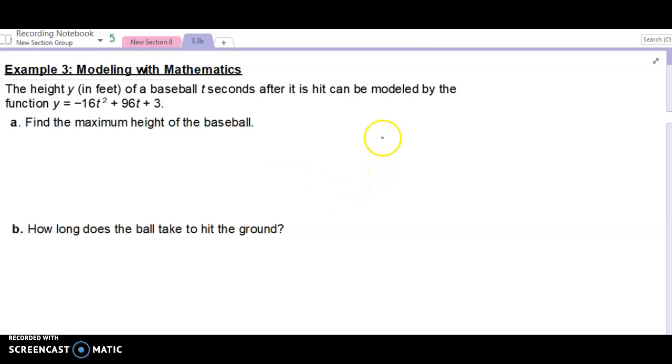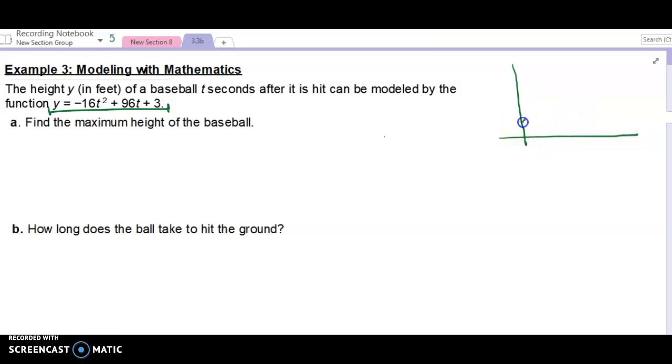All right, let's look at example 3. It says the height y in feet of a baseball t seconds after it's hit can be modeled by the function, and then it gives us all this here. Find the maximum height of the baseball is what we're trying to do in part A.